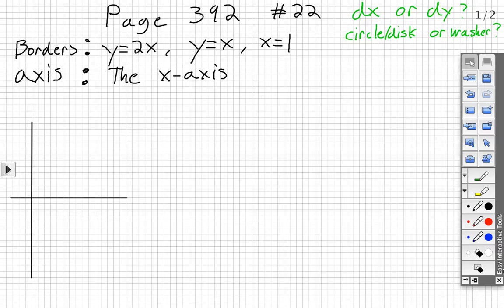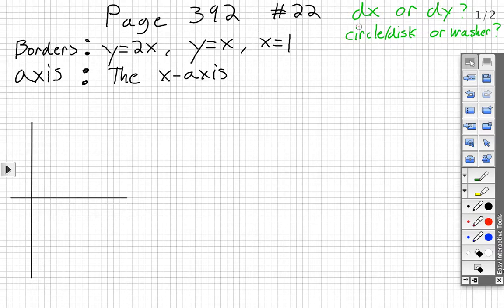Our questions that we need to answer in order to pick the right approach: is this a dx or is this a dy problem? And should we use circles or disks, those being the same thing, circle is a disk, or should we use washers? Those are our questions. We could go ahead and draw the picture, and that might help us answer the questions. But I want to stress that we can answer these questions without a visual by focusing on the descriptions. And then we'll create the visual later, just for general help.